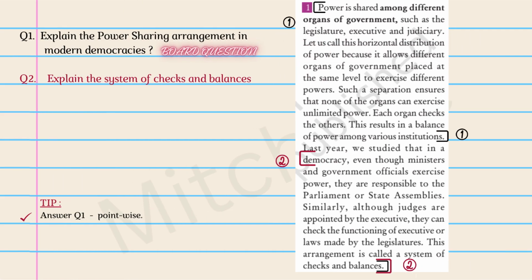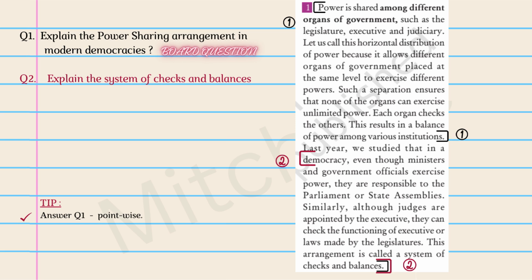Okay, question 1. Explain the power sharing arrangement in modern democracies. Now, this is a board question. This has 4 points and most likely would be asked as a 5 marker. So, since it has only 4 points, make sure you start the answer with an introduction and then list the points. Second question, explain the system of checks and balances.